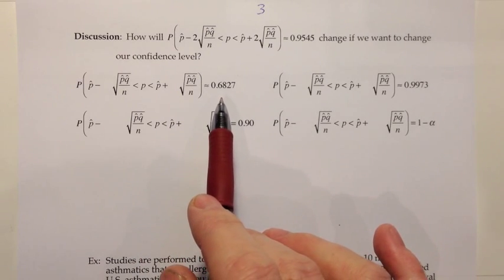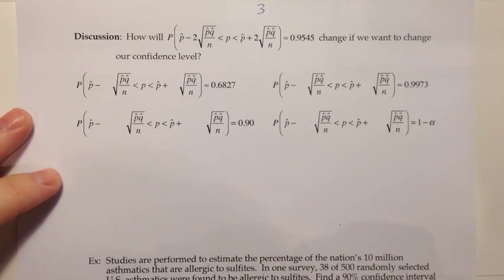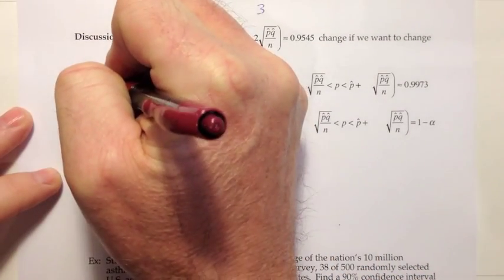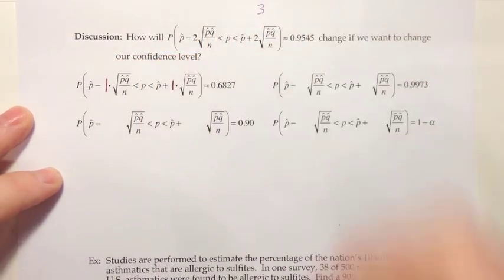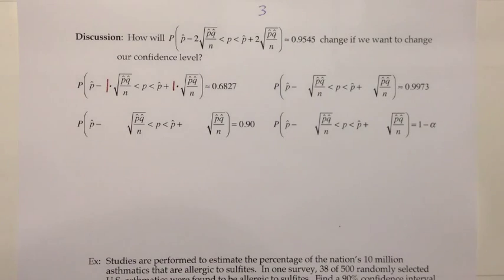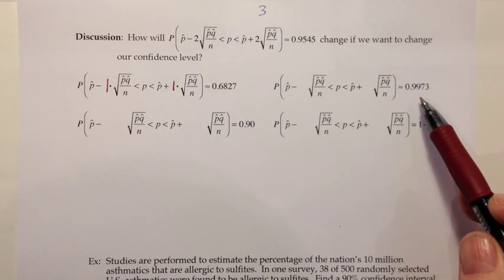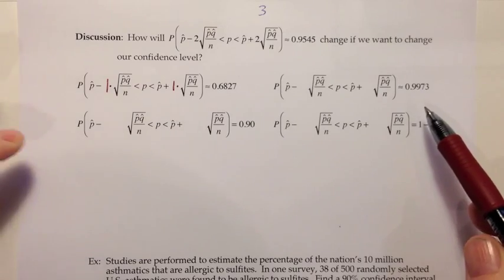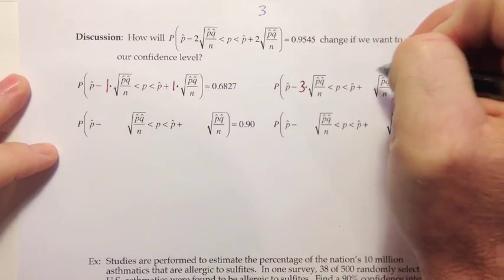If we wanted to go to a 68.27% confidence interval, then based on the empirical rule, instead of going out 2 standard deviations, we'd want to go out 1 standard deviation in each direction. And another change that would come from the empirical rule is if we wanted to have a 99.73% confidence level, then we would need to go out 3 standard deviations in each direction. So this number right here would become a 3.